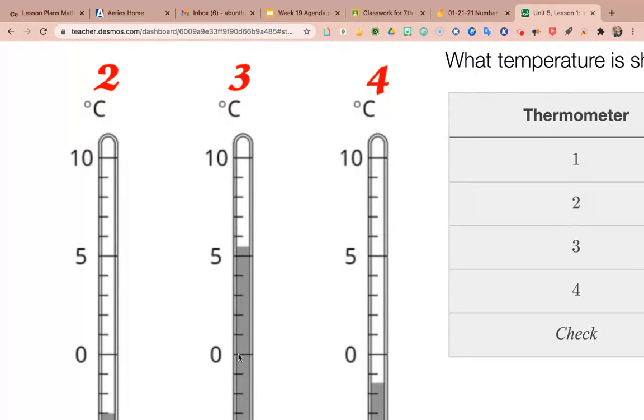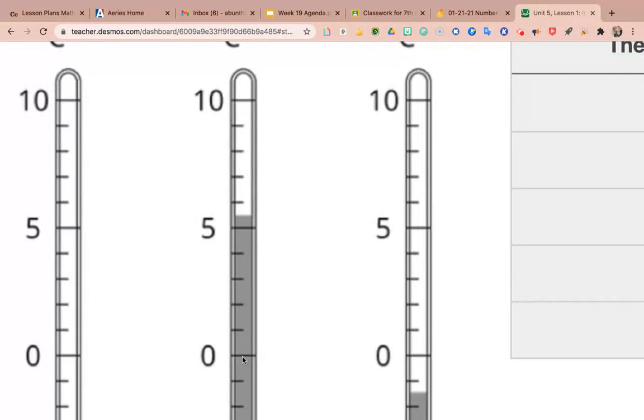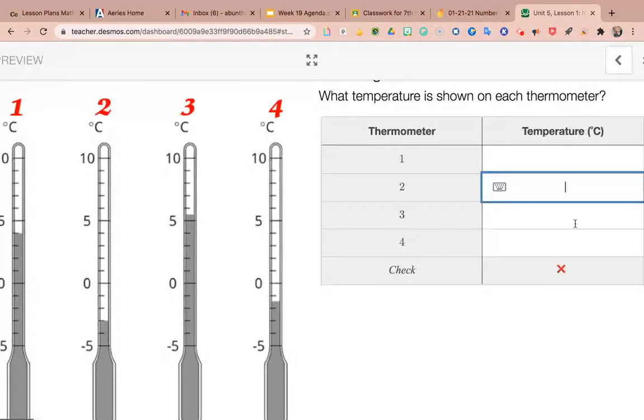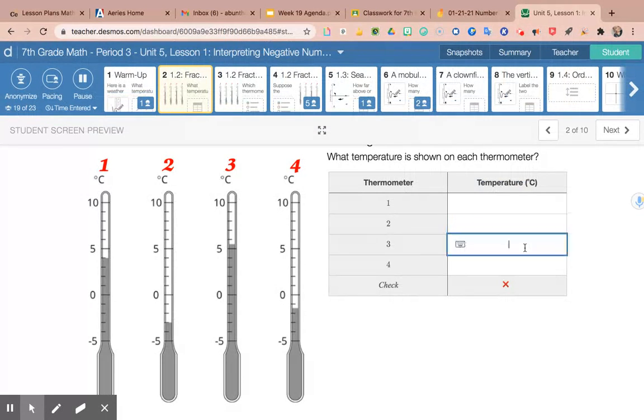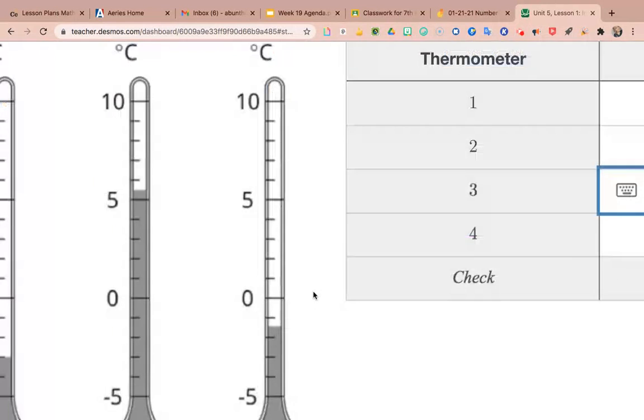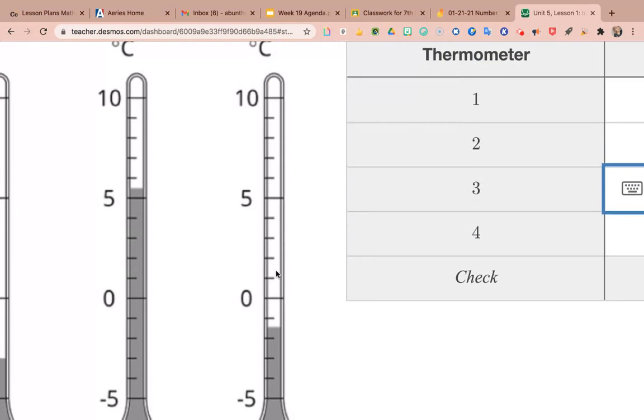For number 3, you can use decimals. So we start at 0. We're 1, 2, 3, 4, 5. And then this is about halfway to 6. So maybe like 5.5. You could put 5.5.